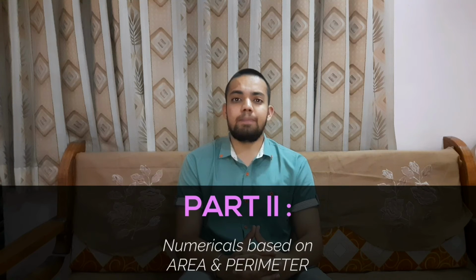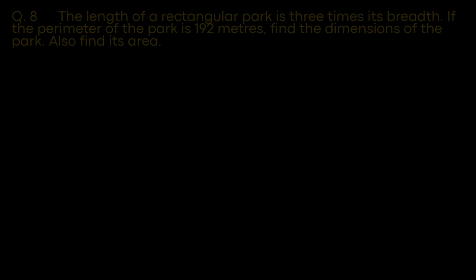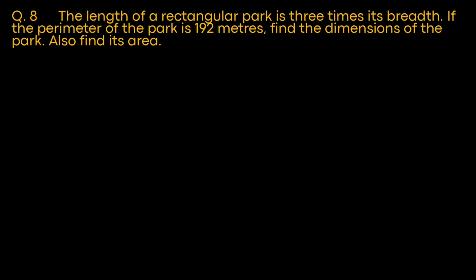Now let's move to part 2, that is numericals based on area and perimeter. Question 8. The length of a rectangular park is 3 times its breadth. If the perimeter of the park is 192 meters, find the dimensions of the park. Also find its area. Solution.